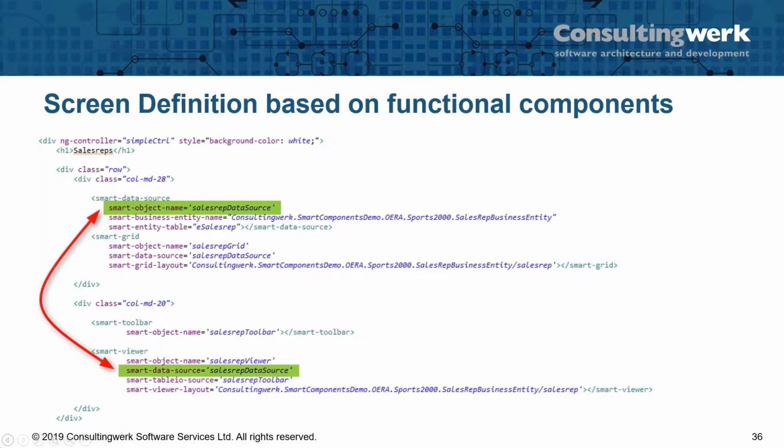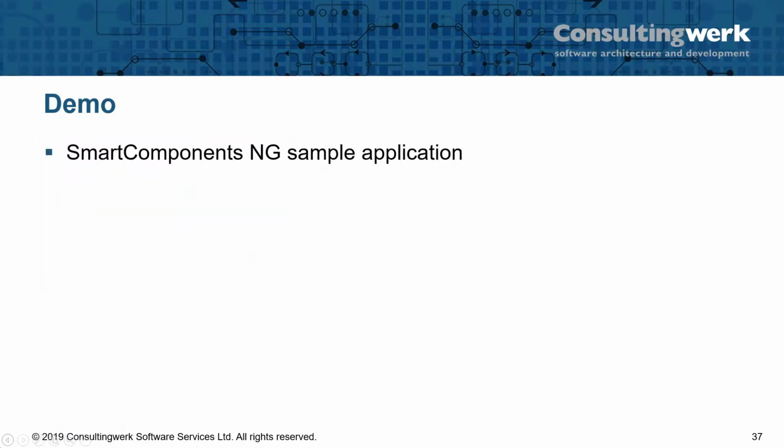We see a grid, which visualizes and allows navigation through the data of the data source. We have at the bottom a viewer, and all these components know each other through their identifiers or names. That also allows us to have multiple of these data sources and viewers on a single screen. Behind these custom HTML tags, there's functionality that we have developed to make that a running application.